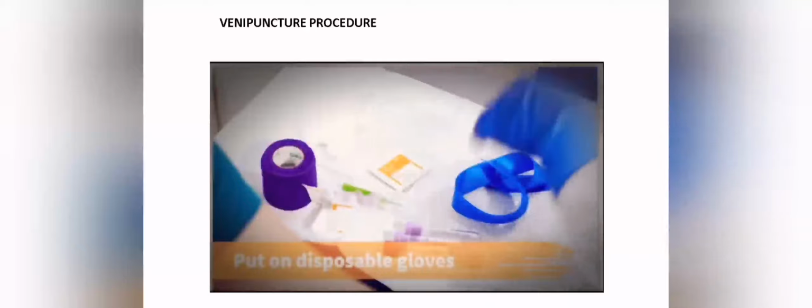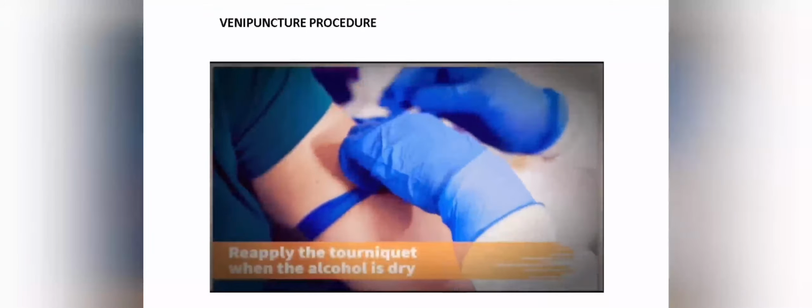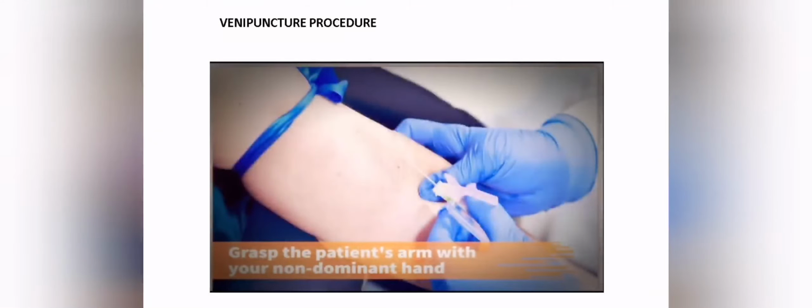Remove the needle and attach the needle to the vacuum tube holder and keep the cover on. Put on the disposable glove and reapply the tourniquet when the alcohol is dry. Hold the assembly in your dominant hand. Remove the needle cover, thumb on the top and a finger underneath. Grasp the patient's arm with the non-dominant hand and stretch the skin downward below the collection site with the thumb.